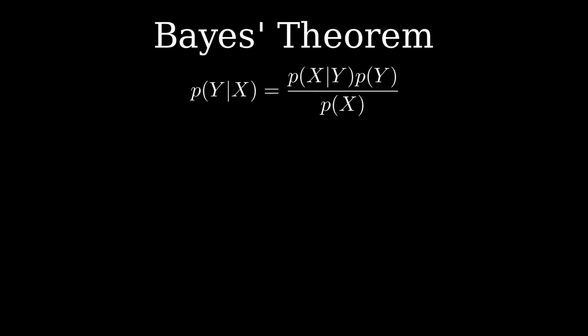Here, the denominator can be viewed as being the normalization constant required to ensure that the sum of the conditional probability of y given x over all values of y equals 1. This can be explained by using the sum rule, where the denominator in Bayes' theorem can be expressed in terms of the quantities appearing in the numerator as follows.